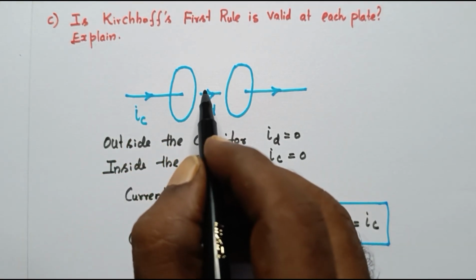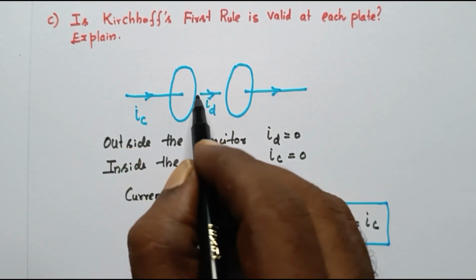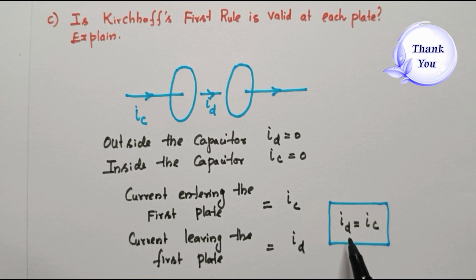Current leaving from the first plate is equal to I suffix D. So this is the current entering and this is the current leaving. We have already seen that displacement current is equal to conduction current. That is, the current entering towards the first plate is equal to current leaving from that plate. So current entering is equal to current leaving. This is a Kirchhoff's first rule. Hence, the Kirchhoff's first rule is valid at the first plate. Similarly, we can prove that Kirchhoff's second rule is valid at the second plate. So this is the answer for the third question.